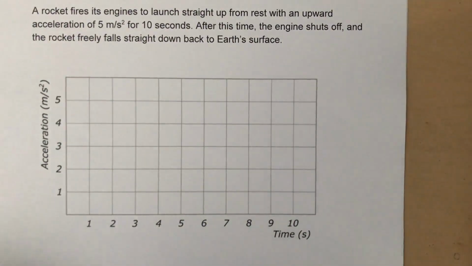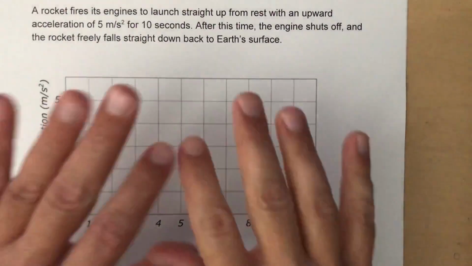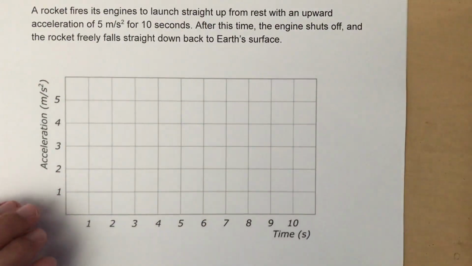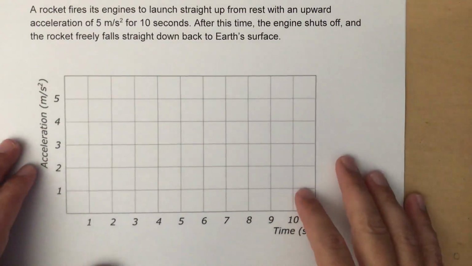This is workbook 1J, which is vertical motion. Remember, there's nothing different about vertical motion at all. It's exactly the same as horizontal. All the rules are the same.